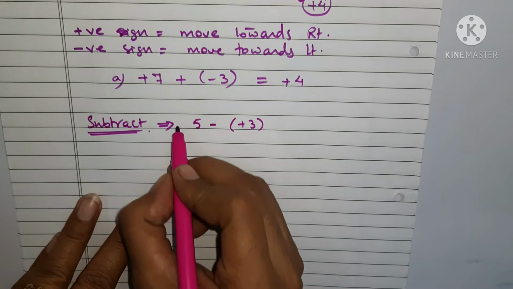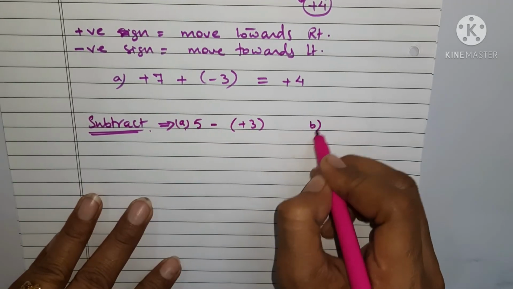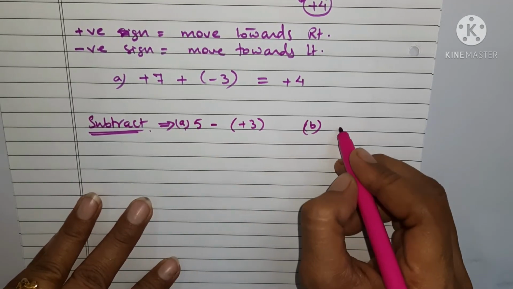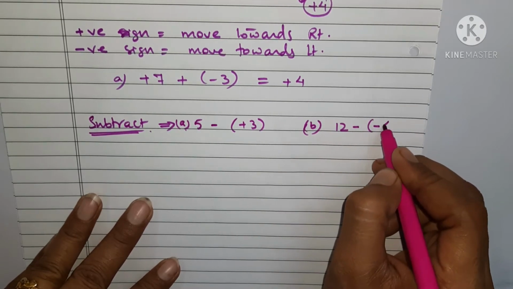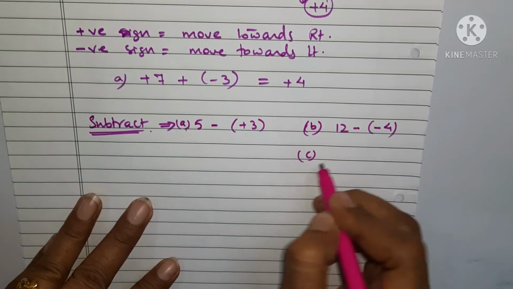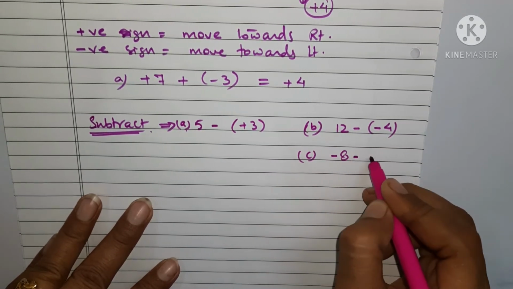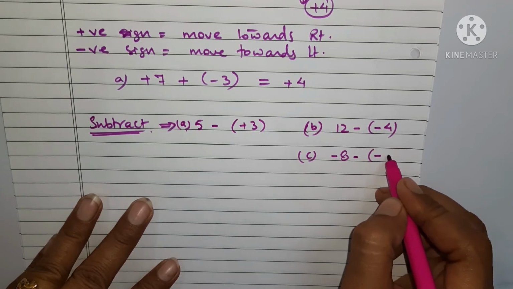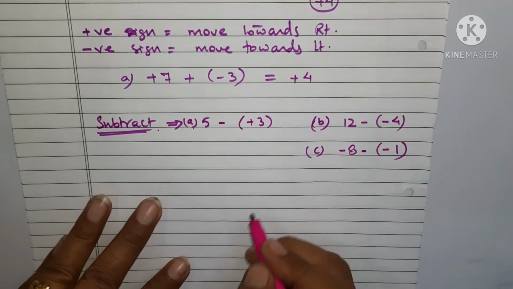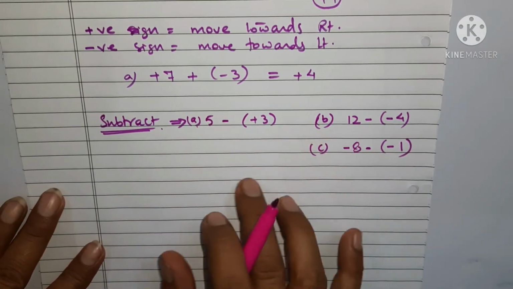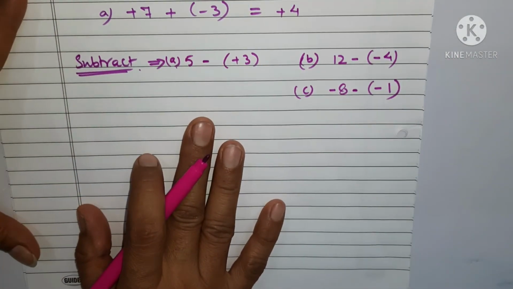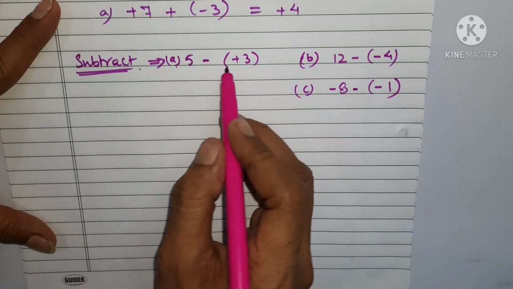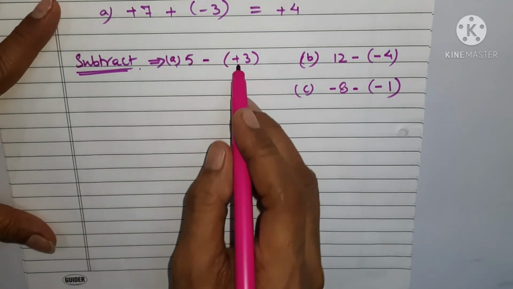Now we will take three examples in this case. Example A is this, and another example, if you are having say 12 minus 4, and one more example, let us take minus 8 minus 1. Now let us see all three cases on the number line, how to present them and what result we are going to get. So if we take the first example, 5 minus plus 3.